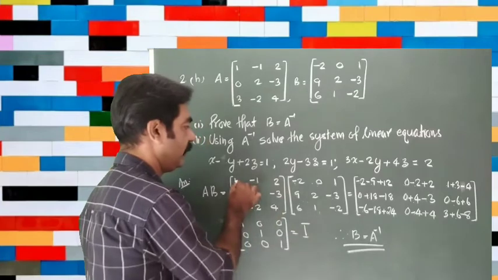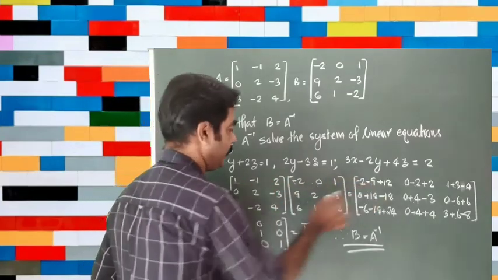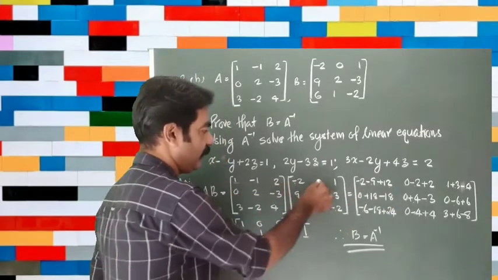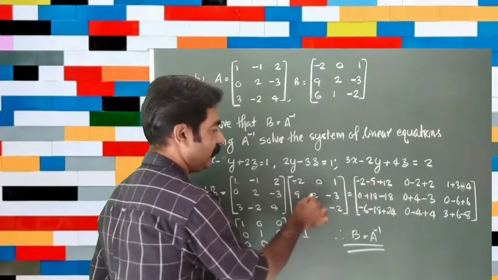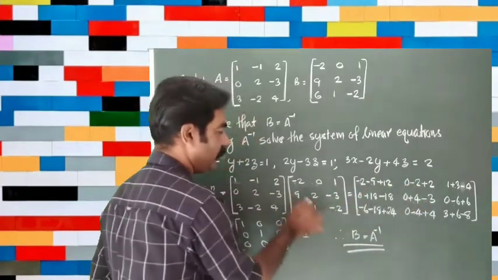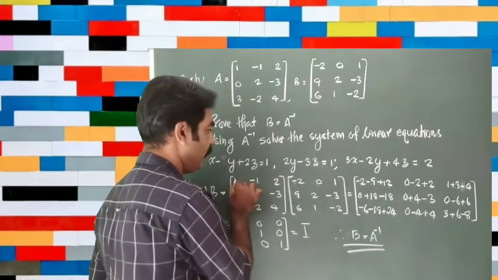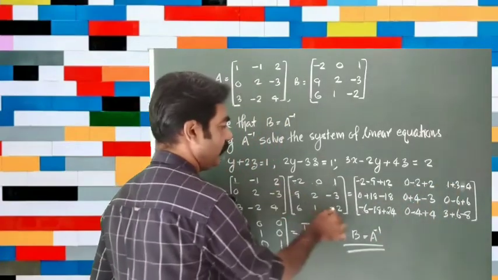first column. So 1 into minus 2 is minus 2. Minus 1 into 9 is minus 9. 2 into 6 is 12. Now first row with the second column. So 1 into 0 is 0. Minus 1 into 2 is minus 2. And 2 into 1 is 2. Now first row with the third column. 1 into 1 is 1. Minus 1 into minus 3 is plus 3. And 2 into minus 2 is minus 4.